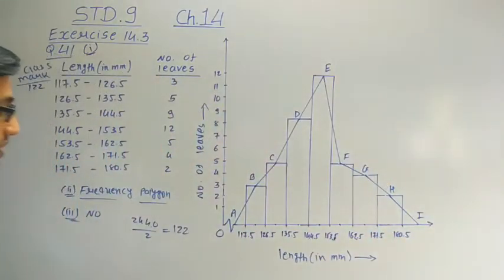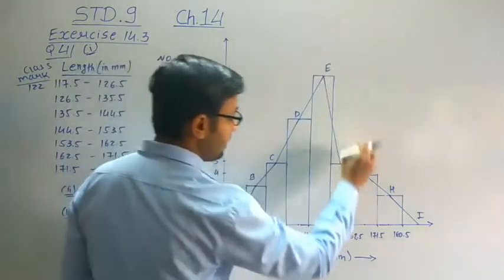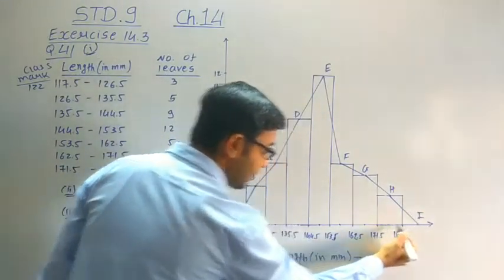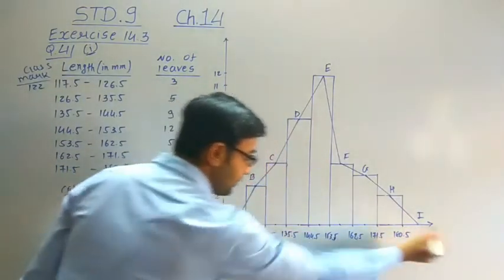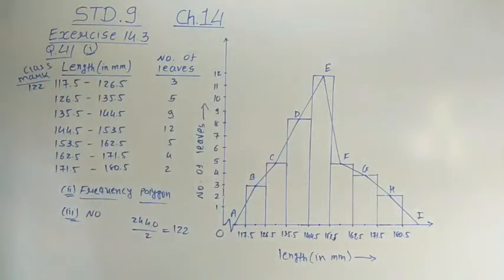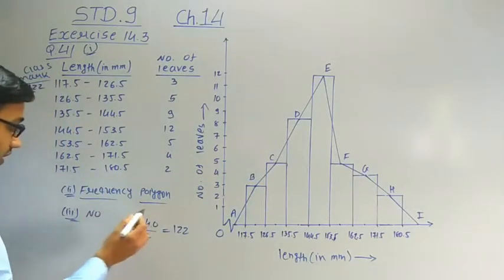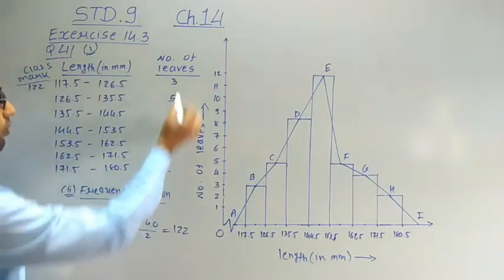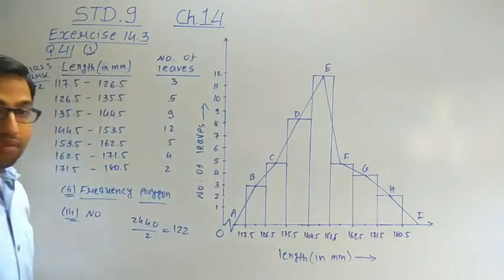So now here you can see that the frequency polygon is A, B, C, D, E, F, G, H and I. It is now closed from this point to this point. It is closed with this horizontal axis. So that is called the frequency polygon. Right? We have used the value of this frequency. This is called the frequency. That is why it is called the frequency polygon.